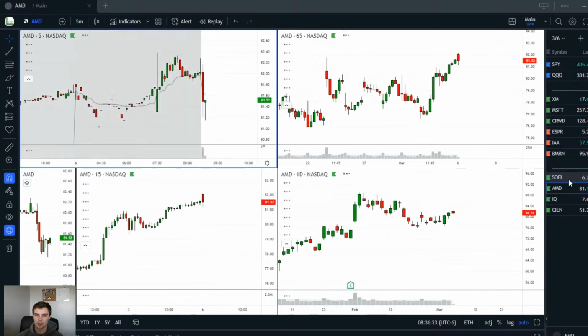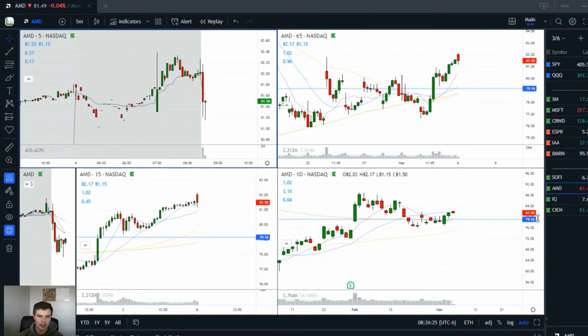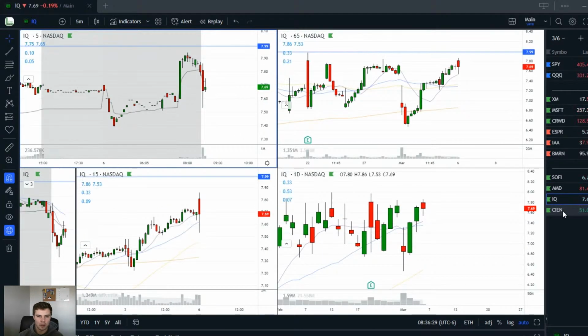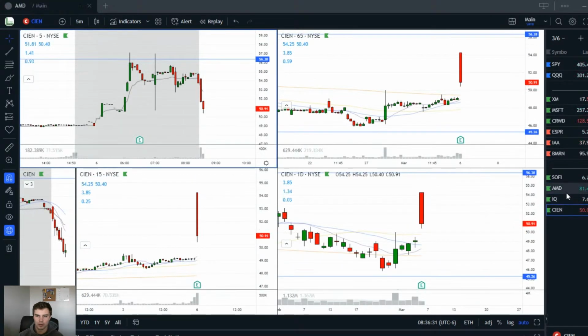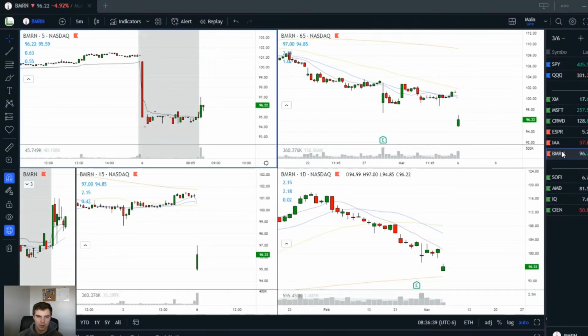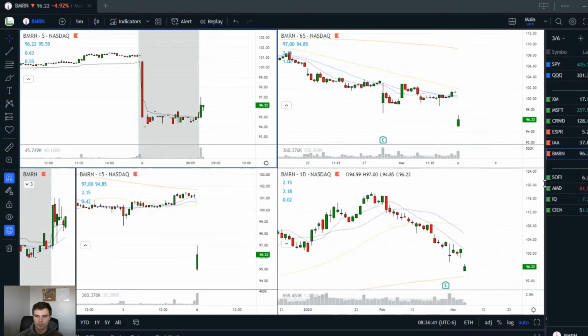SoFi pulling in still. AMD doesn't look too bad. I want to keep an eye on AMD. Microsoft is going right here, so not much to do with it. All right, I'm gonna replace BMRN with AMD, guys.